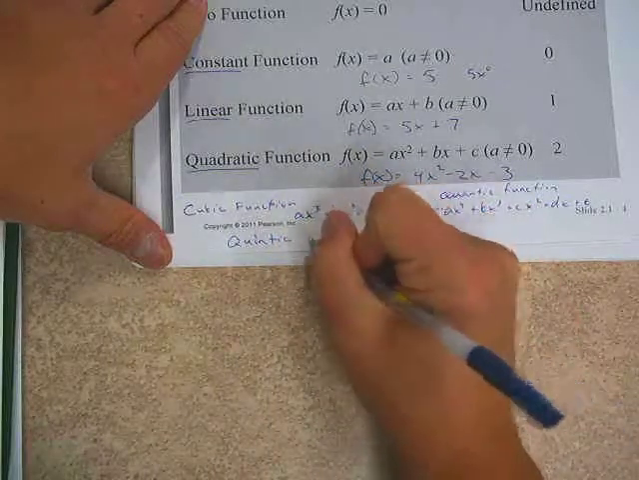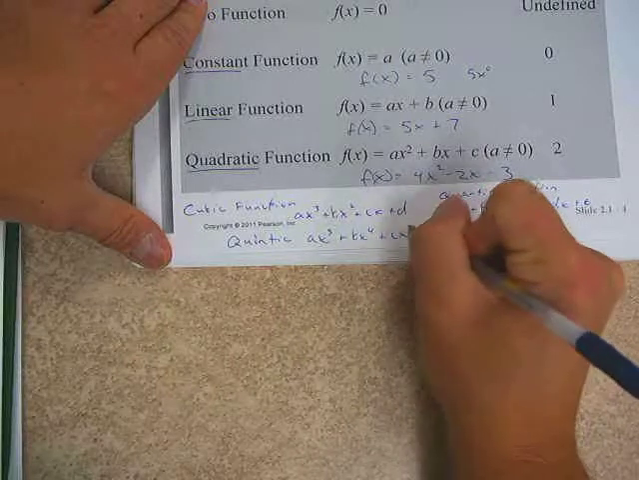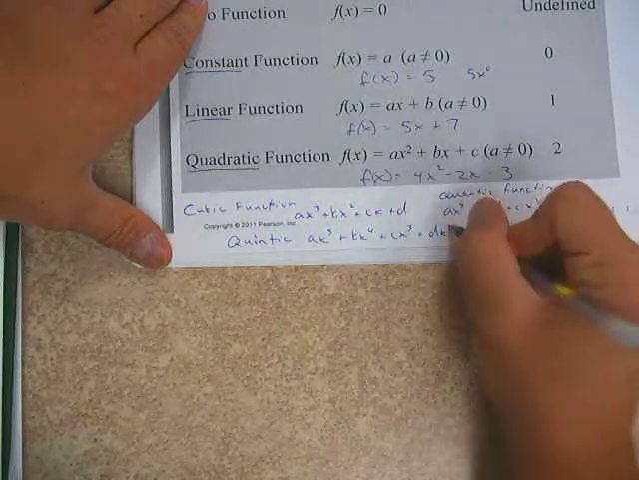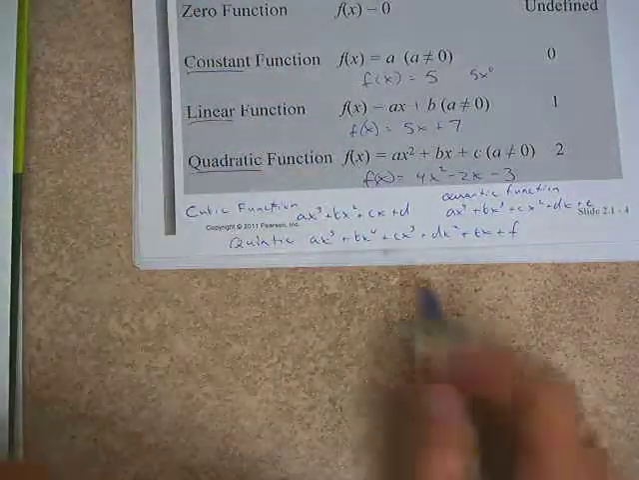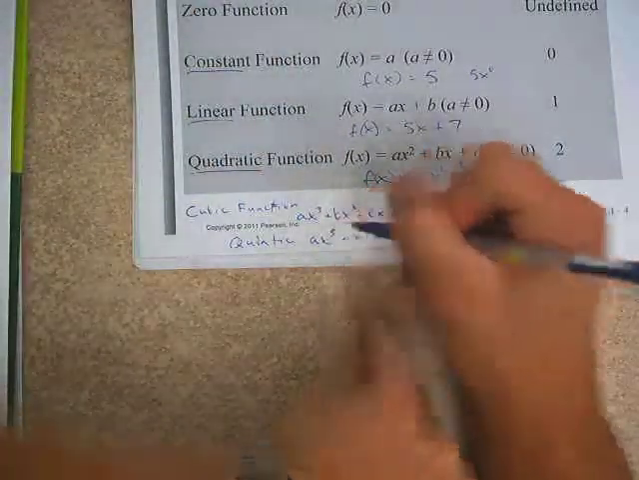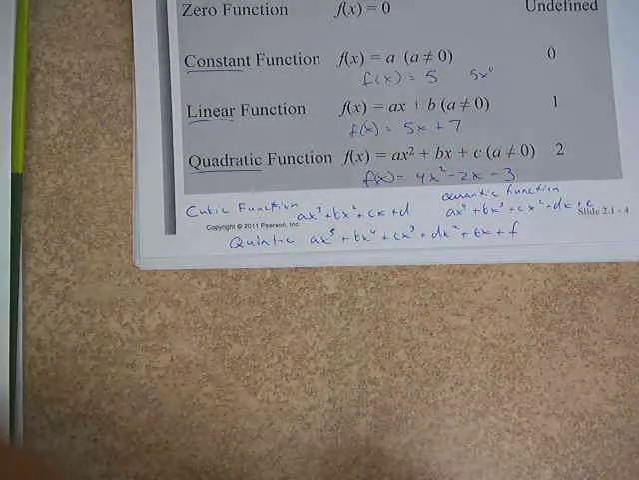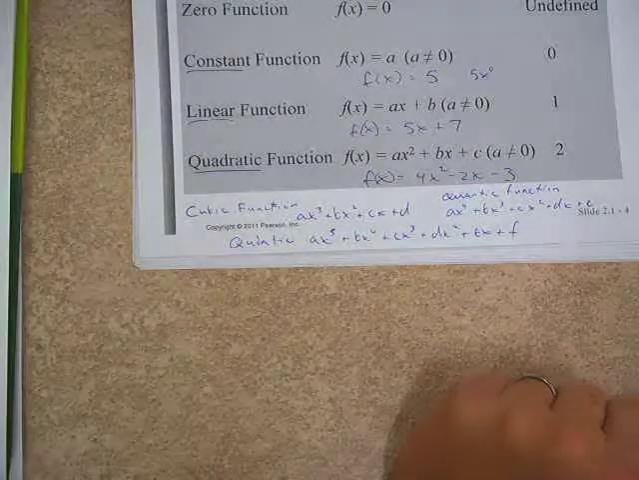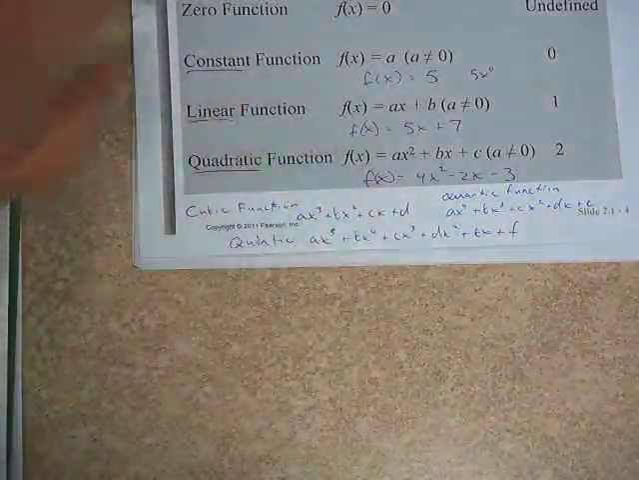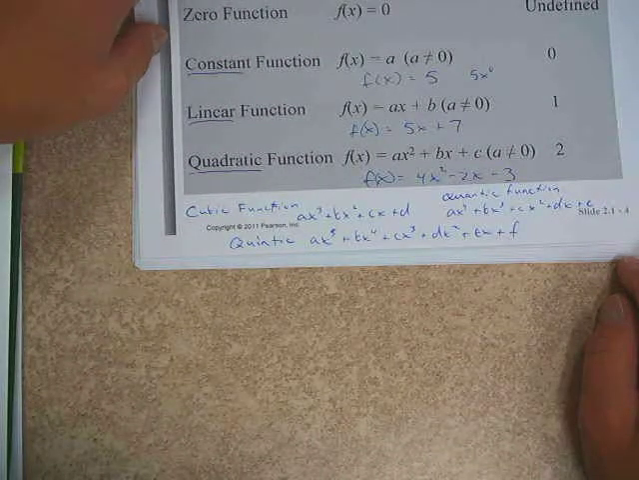So quartic, Q-U-A-R-T-I-C. And then finally, the only other one that has a name for us is going to be quintic. So a quintic would be ax to the fifth plus bx to the fourth plus cx to the third plus dx squared plus ex plus f. So anything that's of that form where we have a fifth degree term. Okay, highest power here is 5, so therefore we call that a quintic polynomial.